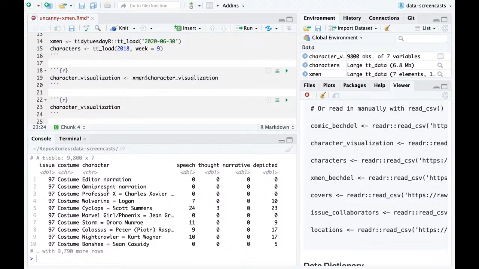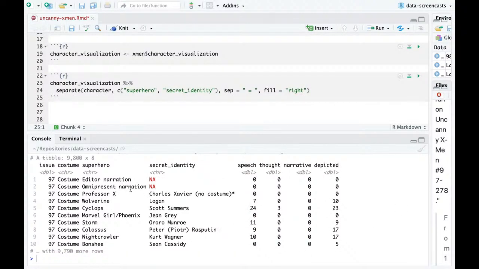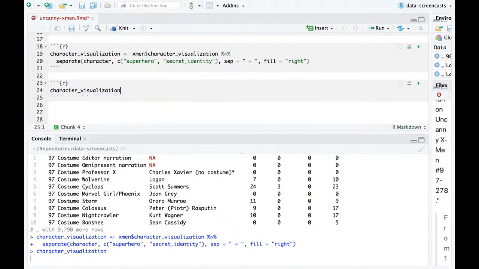First thing I'm going to do, with editor narration and omnipresent narration, is separate the superhero name from the secret identity. So I'm going to use the separate function from tidyr and separate the character column into superhero and secret identity, where the separation is the equal sign, and I fill NAs with right. Why do I do that? Because I see editor narration and omnipresent narration will not have a superhero or secret identity. I'm going to use mostly the superhero, I think they're a little more common, but I'm going to throw that into a cleaning step here. All right, and then I can work from here on.